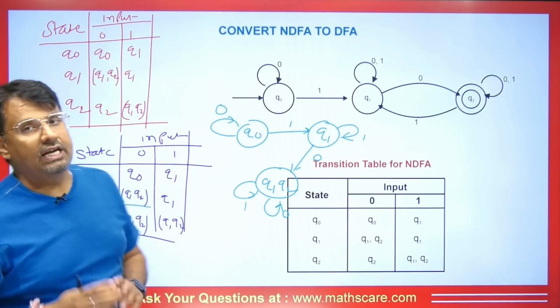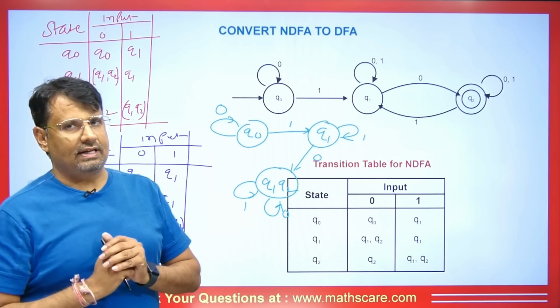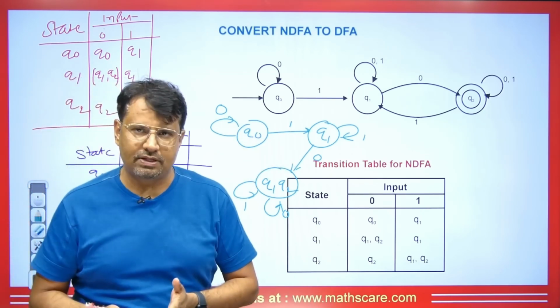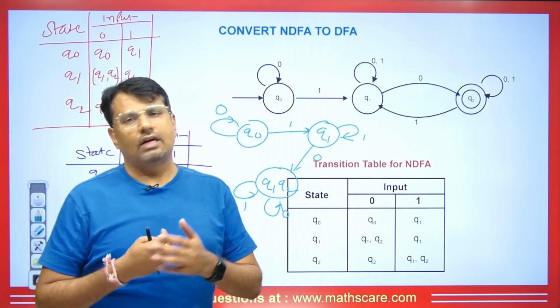Listen, students, what we have here is a DFA. Now, see here, it is not going to different states on the same input, because it's going to different states on different inputs. So what we will have here is a DFA. Okay. So in this way, we have converted it into DFA.